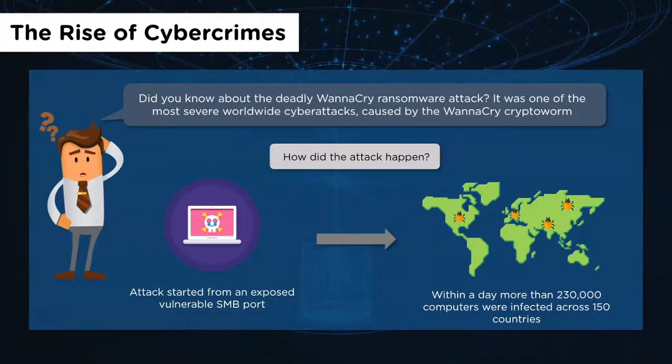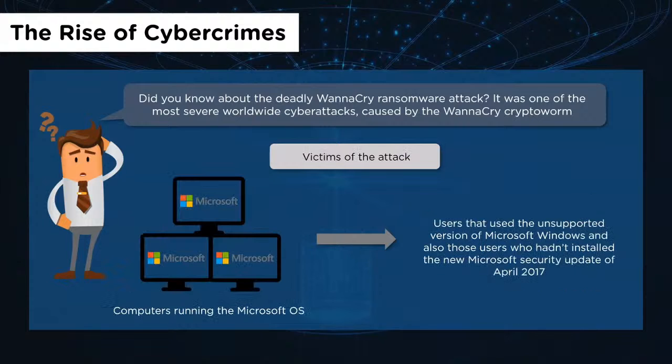150 countries. So, the victims were the users who used the unsupported version of Microsoft Windows and those users who hadn't installed the new Microsoft Security Update of April 2017. Now, when we say this was unidentified, Microsoft knew of this vulnerability, and in fact, they had released a patch in April of 2017 to mitigate this vulnerability. Within 2 months of that release, this attack had happened.